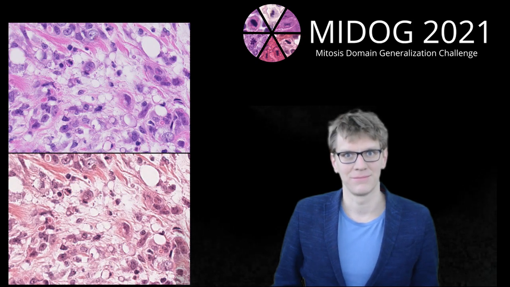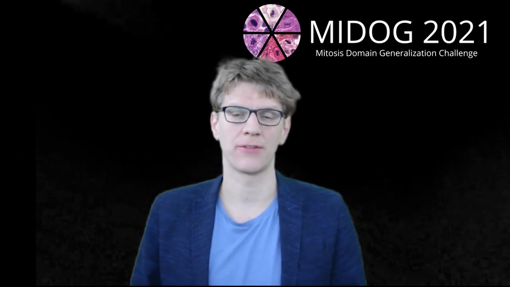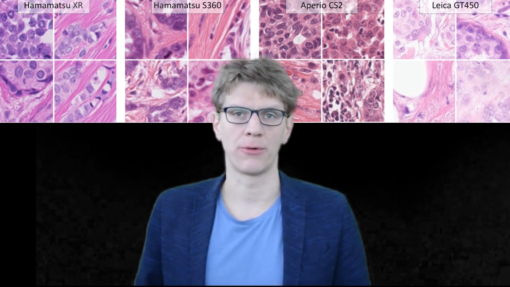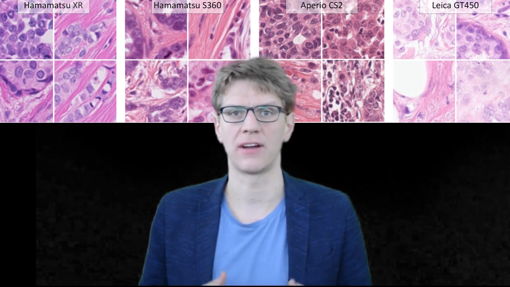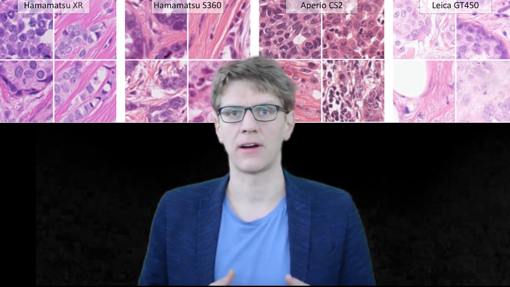The training dataset consists of 4 scanners. Here we can see random crops from all scanners. And even though we calibrated for the ICC profiles wherever these were available and converted it to standard RGB colors, the differences are quite striking.